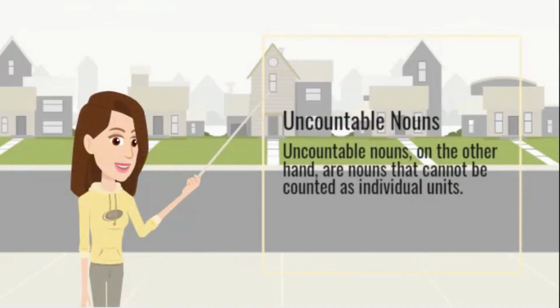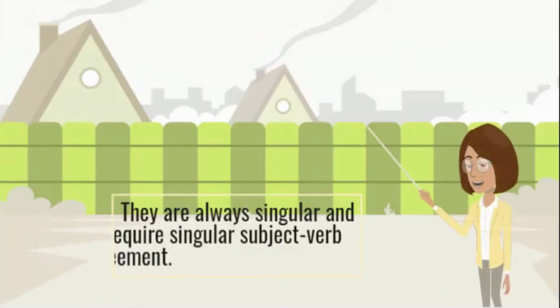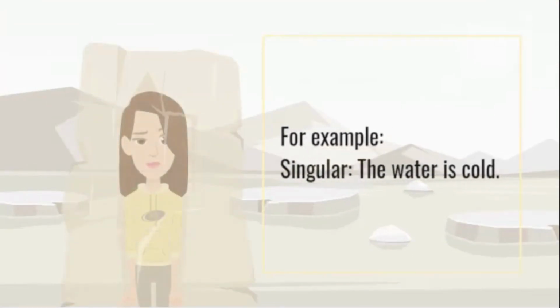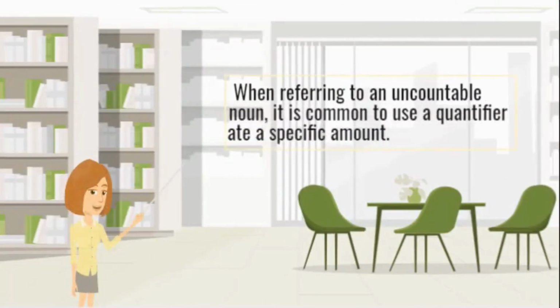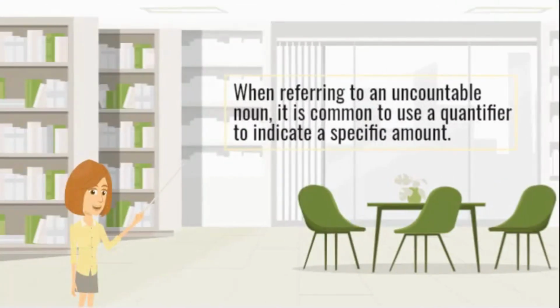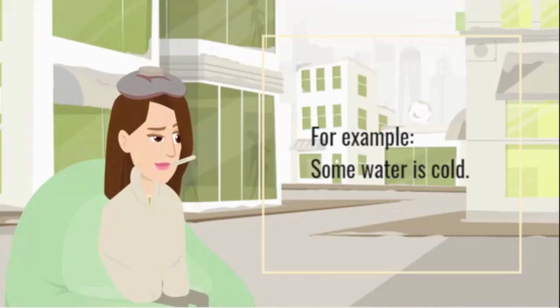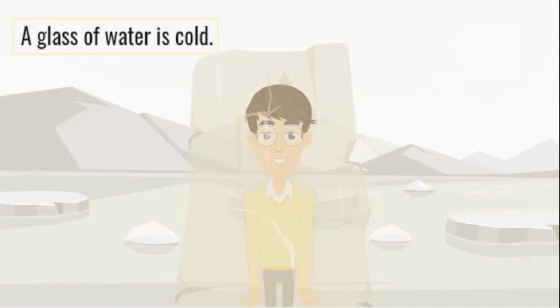Uncountable nouns. Uncountable nouns, on the other hand, are nouns that cannot be counted as individual units. They are always singular and require singular subject-verb agreement. For example, singular, "the water is cold." When referring to an uncountable noun, it is common to use a quantifier to indicate a specific amount. For example, "some water is cold." "A glass of water is cold."